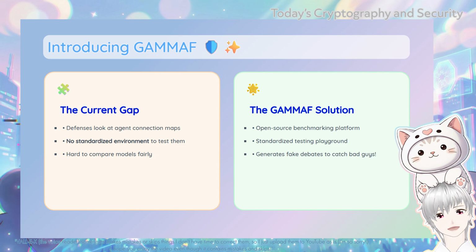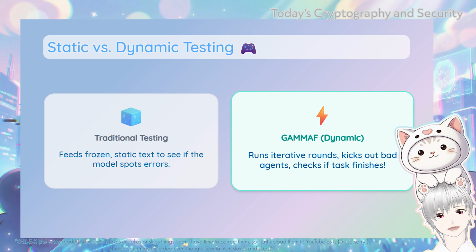So to address this gap, the researchers created GAMMAF, which stands for Graph-Based Anomaly Monitoring for All Multi-Agent Systems Framework. It is a completely open-source benchmarking platform. It is like a special, standardized testing playground designed to generate fake debates between AI agents and see if the defense models can catch the bad guys in real time.